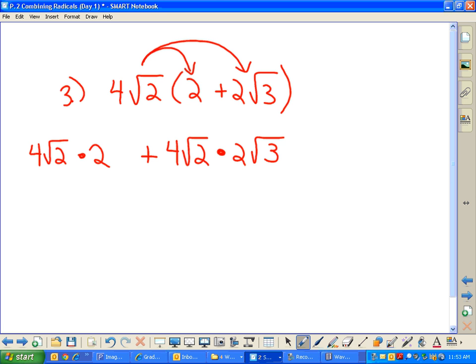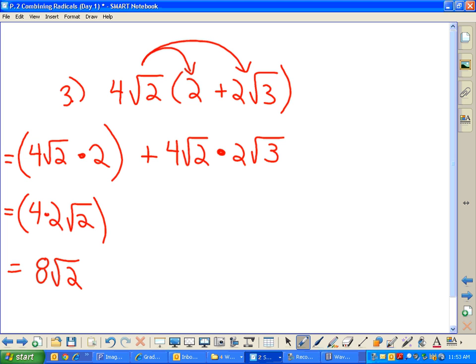You don't have to show this step, but here's what I'm doing in my head. Right now, as far as this particular expression is concerned, I'm going to multiply 4 times 2 and then worry about the square root of 2. 4 times 2, that's just 8. So that is 8 square roots of 2. Bring down my plus. And then again, because multiplication is both commutative and associative, you can rearrange that multiplication as it meets your needs. I would multiply the 4 times the 2 and then worry about multiplying the radicals together.